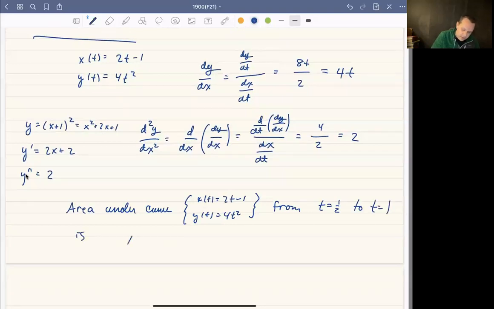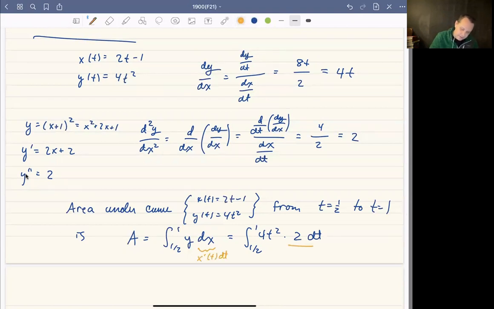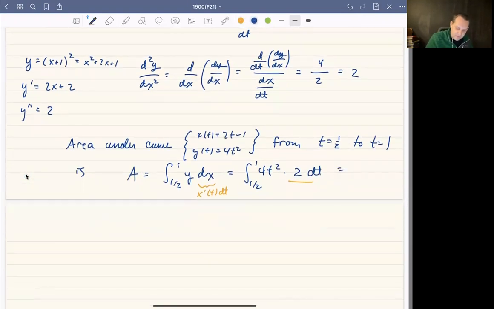that's going to be given by the integral from 1/2 to 1 of y dx. And the way that we interpret that is our y is 4t squared, and by dx, what we mean is x prime of t dt. And the derivative of x is 2. So our dx here is just x prime of t dt, and that's what we got there. And so this is going to turn out to be, I'll save you the suspense, 7/3.